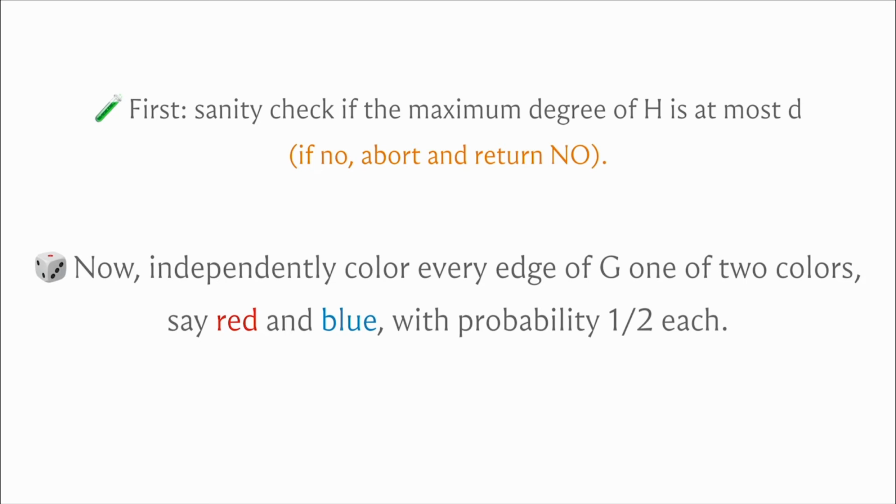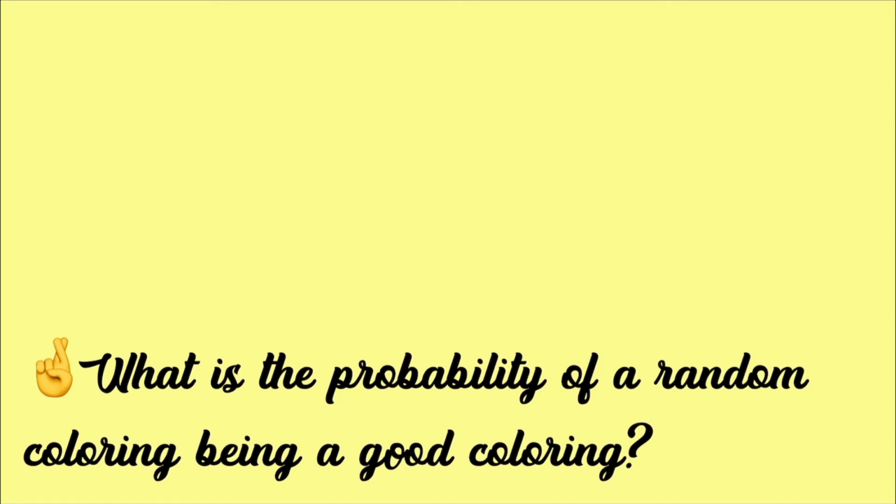And now the next natural question that we want to address is, what is the probability that this random coloring is actually a good coloring for us? And it's in this calculation that we will see the relevance of the host graph having bounded maximum degree. We'll see how that helps us out.